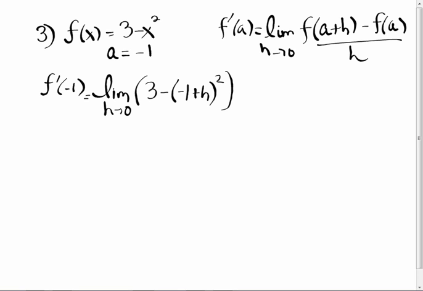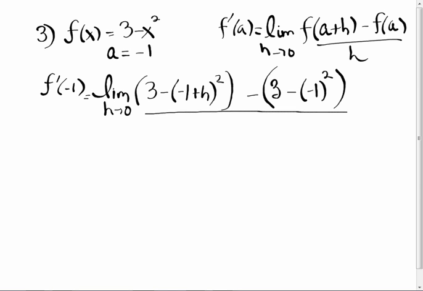Did I do that right? I think I did. Minus f of a. It's 3 minus (-1) squared. Do I need parentheses around that? Yes, this is the case of the invisible parentheses, because it's not the opposite of the 3 or the opposite of whatever this is. It's the opposite of the whole thing added together. You have to add before you subtract, order of operations. Okay.